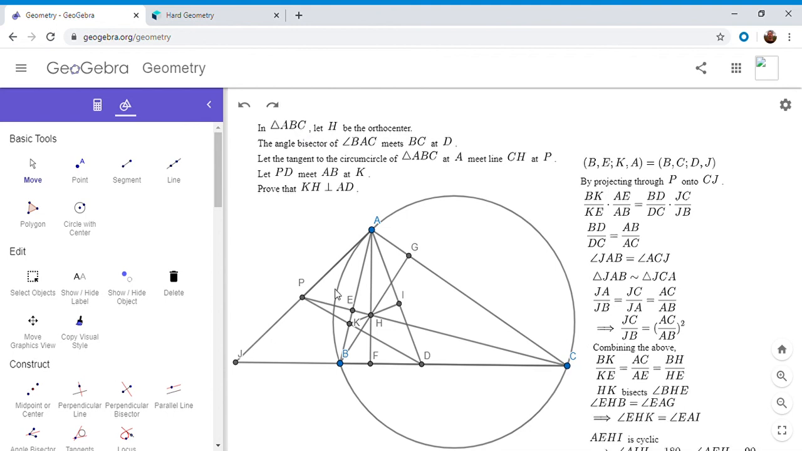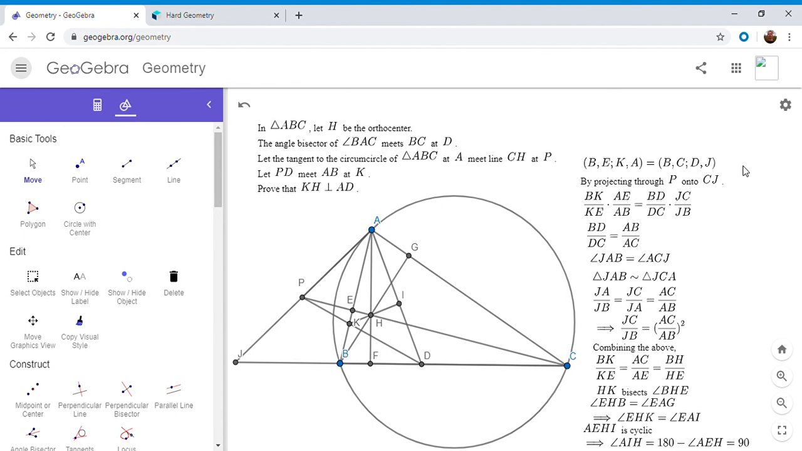So AEHI is cyclic, and so that means angle AIH has to be 180 minus AEH, which is 90 degrees. So AIH is 90 degrees, and that means that KH is perpendicular to AD, which solves the problem.